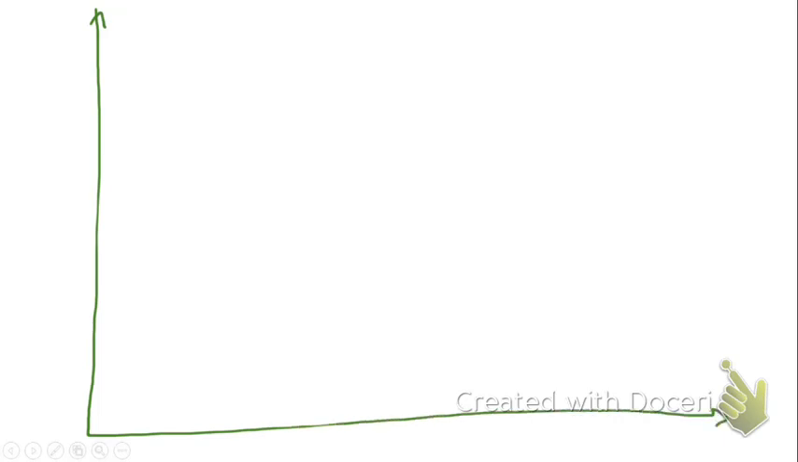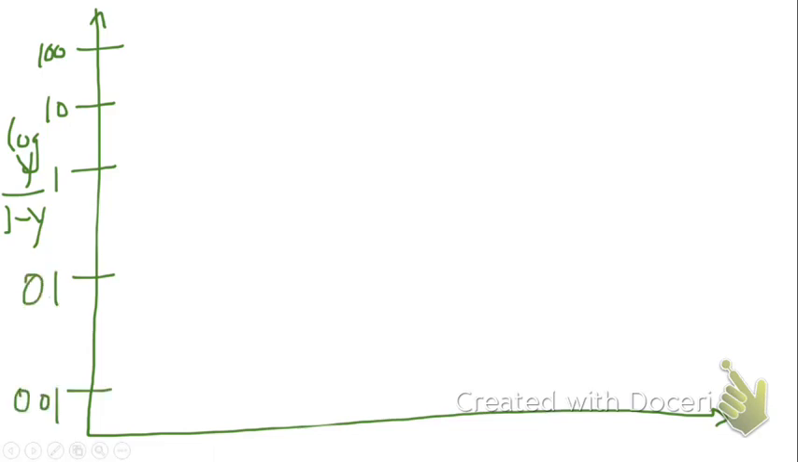So this is going to be y over 1 minus y. It's going to be the log of that, so it's a log scale, base 10. Let's do 0.1, 0.01, and it can go down. That's the y-axis. On the x-axis we have the partial pressure of oxygen, and again we'll do the log of that too. So we have 0.1, 1, 10, and 100.